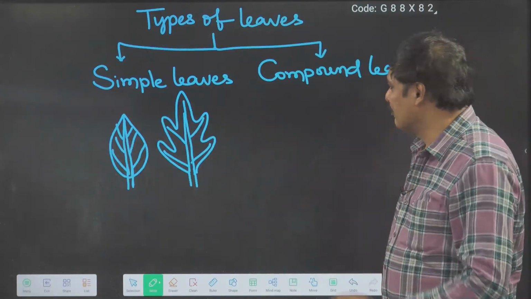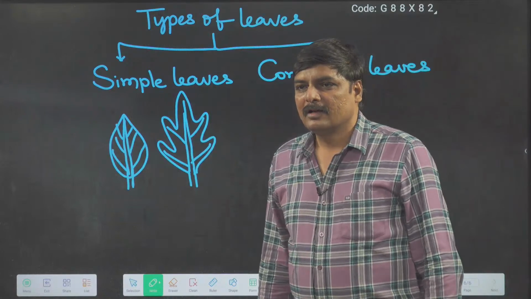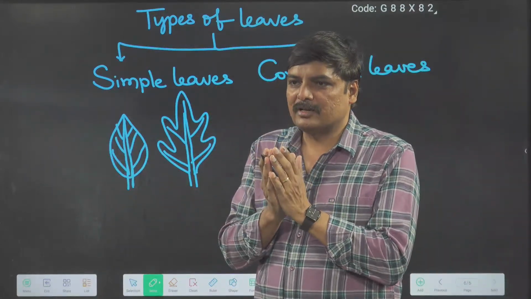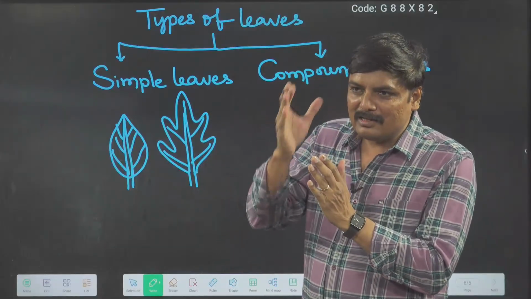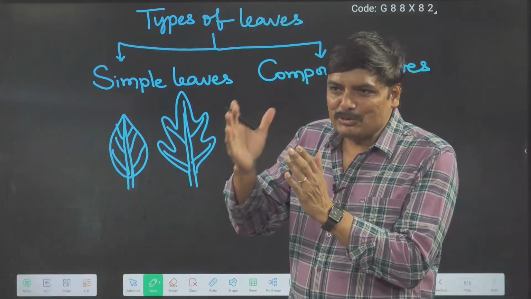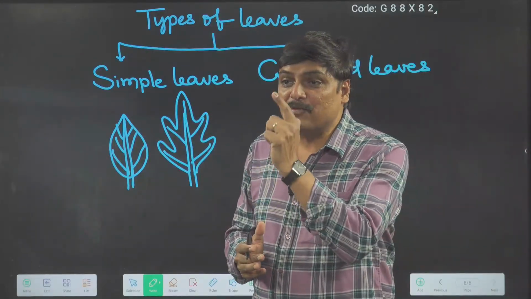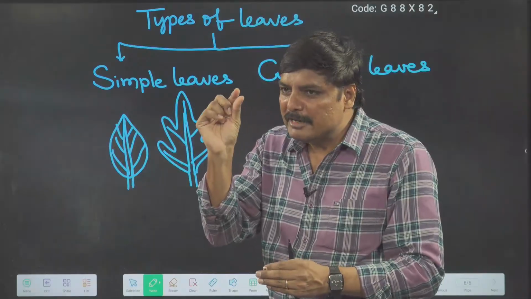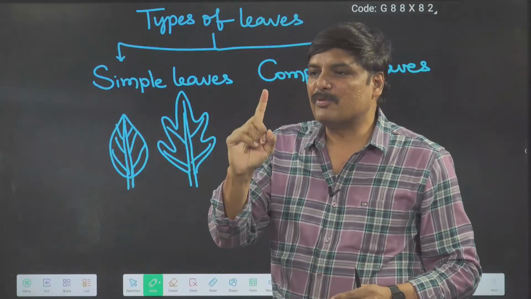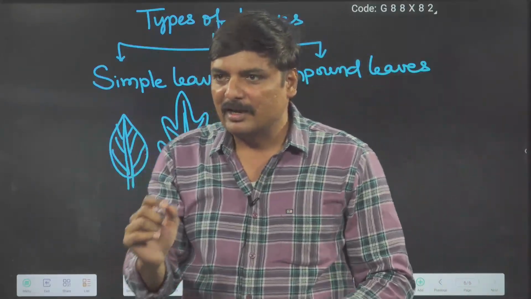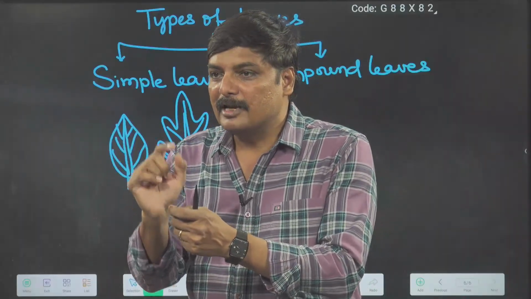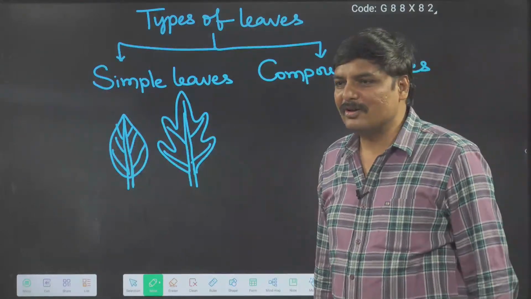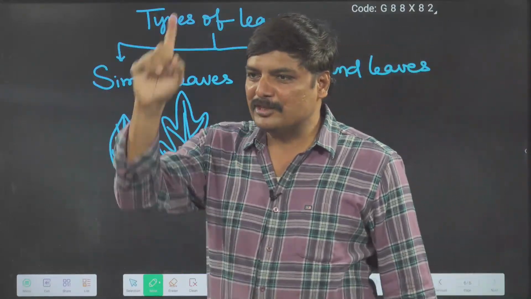Then what is a compound leaf? The leaf in which the lamina is cut into leaflets. The lamina dissected into small leaflets is called a compound leaf. Or otherwise you can simply say, a leaf with leaflets is called a compound leaf. Understand, all of you? A leaf with leaflets.